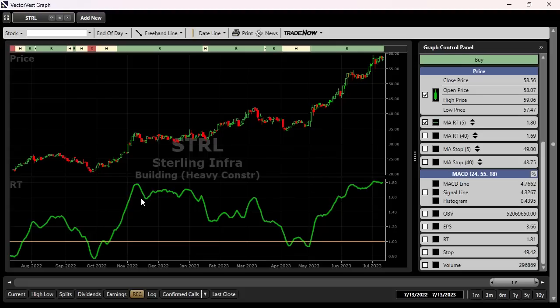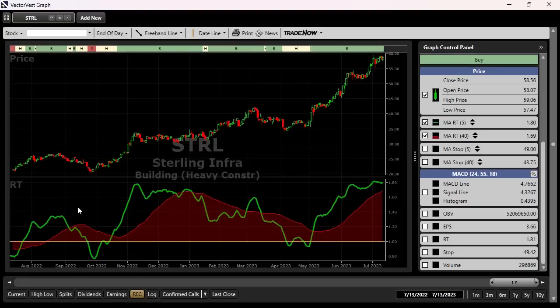Now it can still get a little tricky because sometimes a rise is just a bounce in an otherwise consolidating or downtrending price move. And sometimes a pullback is simply a consolidation or just a pullback in a longer uptrend. So if we add back in that 40-day moving average of RT, if we wait for the 5-period moving average to cross above the 40, we can almost eliminate those head fakes.